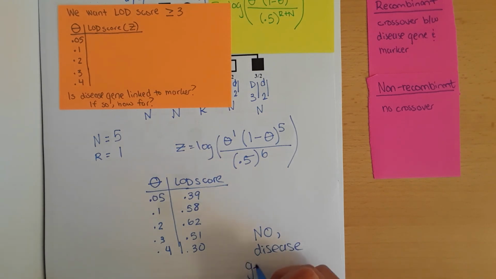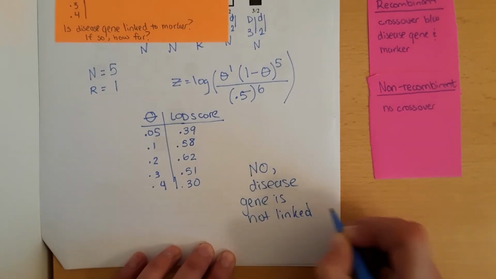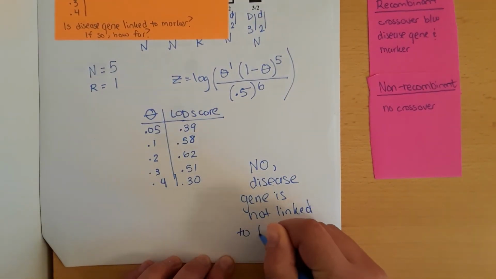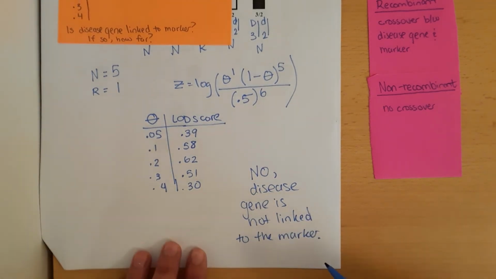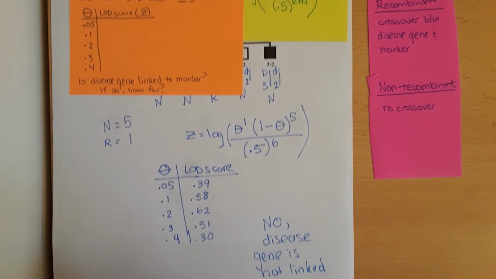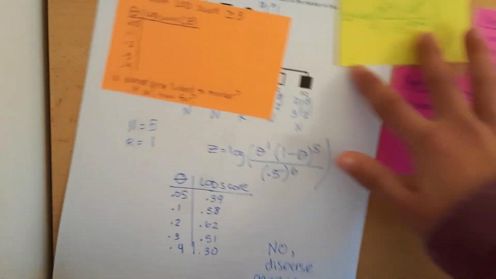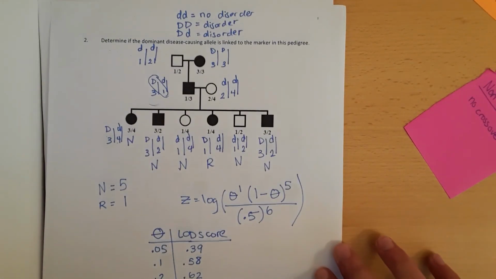A disease gene is not linked to the marker because, again, we don't have a LOD score that's greater than or equal to 3. So this is how you would solve this problem right here.